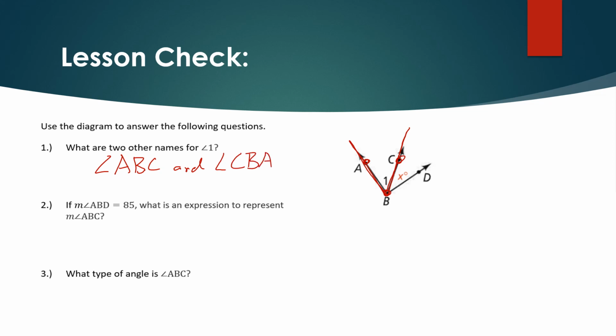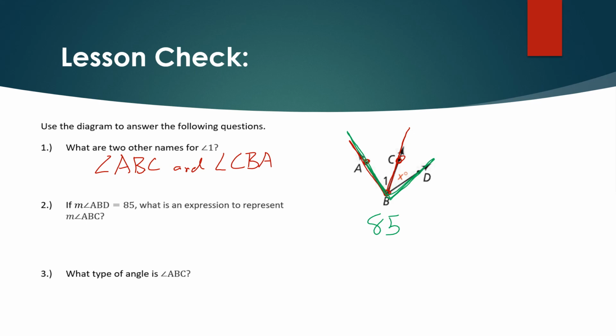For number 2, the measure of ABD is 85. What is an expression to represent the measure of ABC? Okay, so they're saying that the entire angle ABD, I'm highlighting it in green, is 85. And they're asking, what is an expression to represent the measure of angle ABC, the red angle that we're starting with?